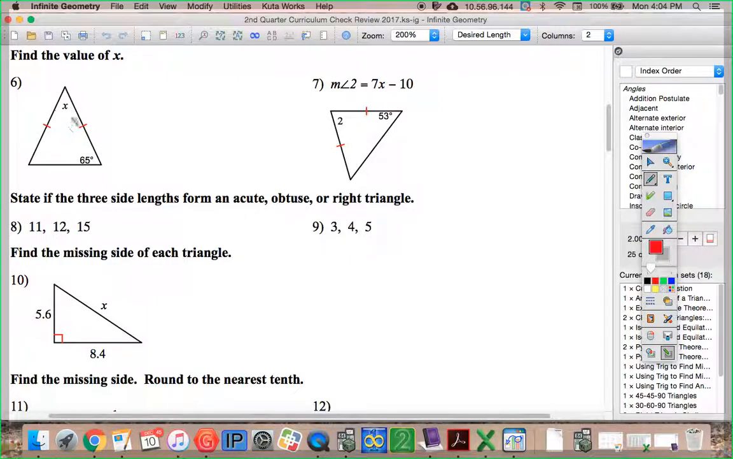Okay, so on this one, since this is isosceles, we know from the base angles theorem that this must also be 65. So x plus 65 plus 65 should equal 180. If we add 65 and 65, you should get 130. Subtract the 130 and you get x equals 50.